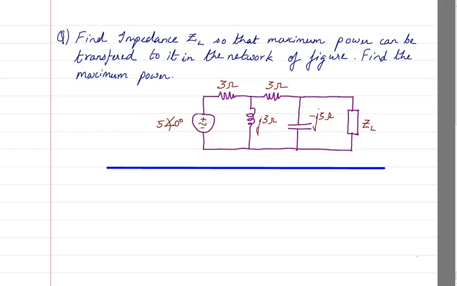Hello students, let us look into an AC problem of maximum power transfer theorem. So this is the circuit and we need to find impedance ZL so that maximum power can be transferred to it in the network of the figure. So we are assuming that ZL has both a real component RL and an imaginary reactance part, XL.